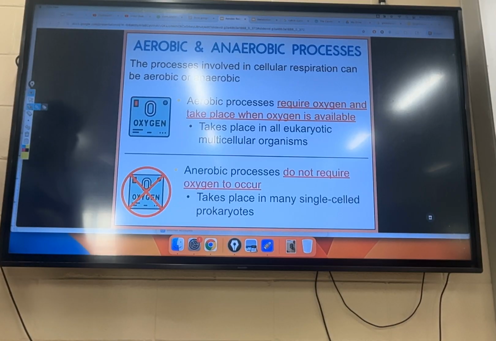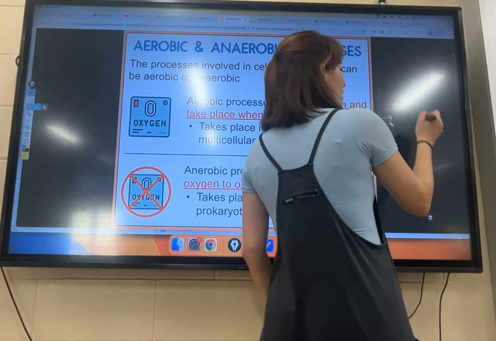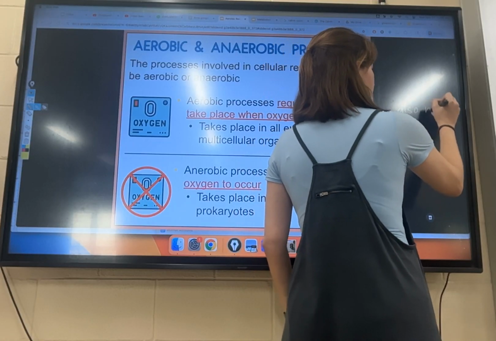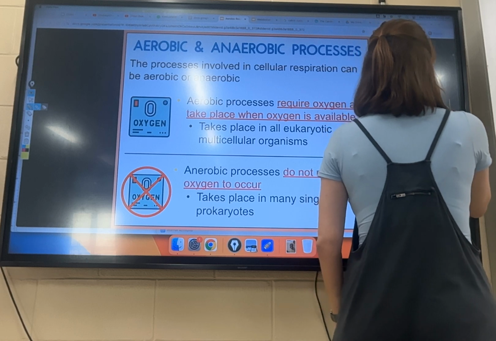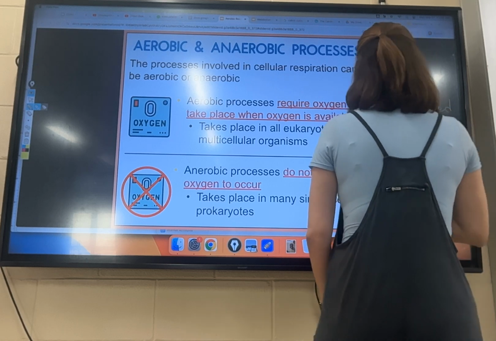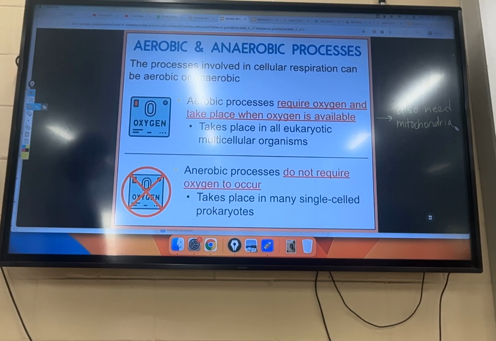The other thing that is necessary for these aerobic processes, which is very important, is you also need mitochondria to actually make use of the oxygen. So this is something that can happen in eukaryotes. Why couldn't that happen in prokaryotic organisms? They have no mitochondria or any other membrane-bound organelles. So aerobic respiration is only going to happen in eukaryotic organisms that have oxygen and that have mitochondria.